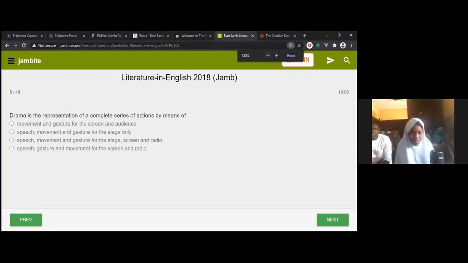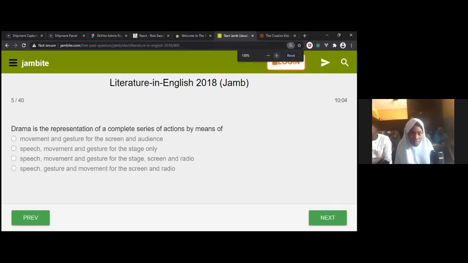All right, so speech, movement, and gesture for the stage, screen, and radio. I don't know, is she correct, anybody? Or myself, I'm not sure, but I have a feeling that it's for the stage. But we can always check that out. What we're trying to teach you right now is how the interface of a CBT exam looks like. So when you choose your answer, which of the buttons are you to click on?